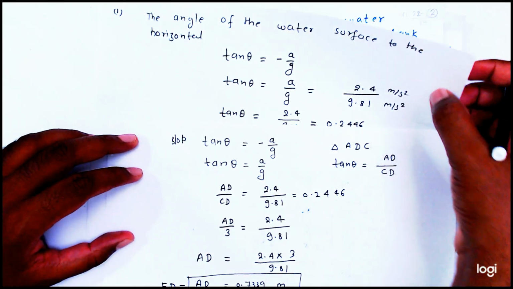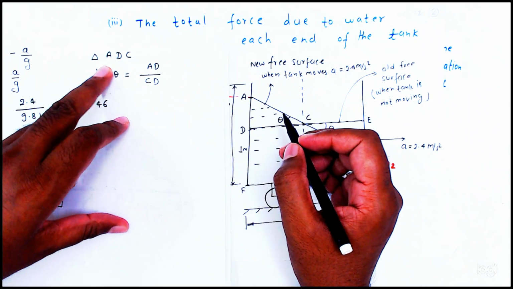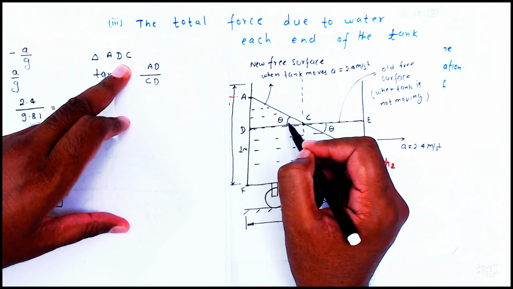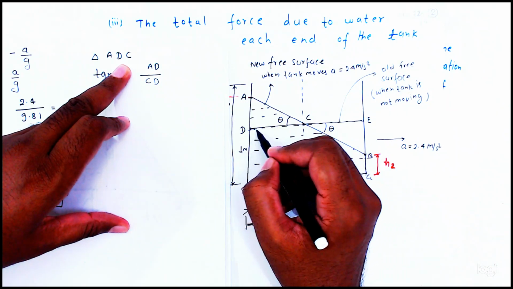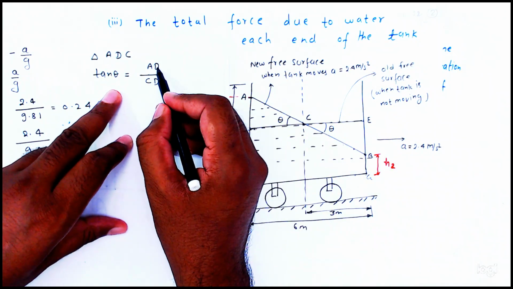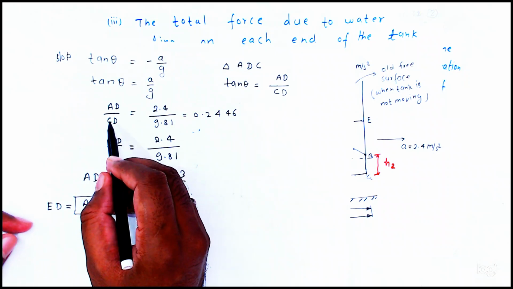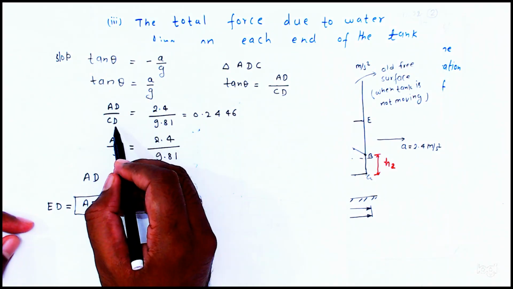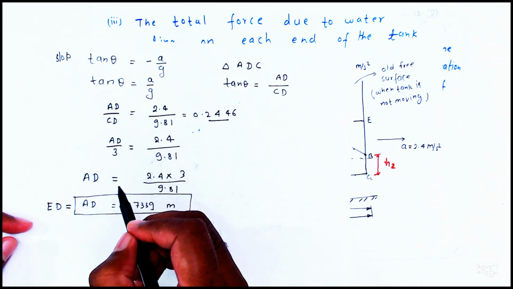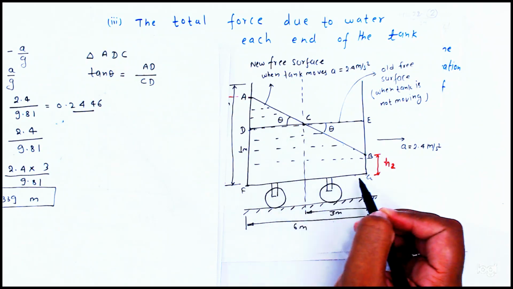Friends, if you see here in this triangle ADC, tan theta is equal to what? AD by DC, yes, CD. So tan theta is equal to AD by CD and tan theta is equal to A by G. So both we are equating here. So AD by CD is equal to this value. So from here AD is equal to what? CD is equal to 3 meter because total length is equal to 6 meter.